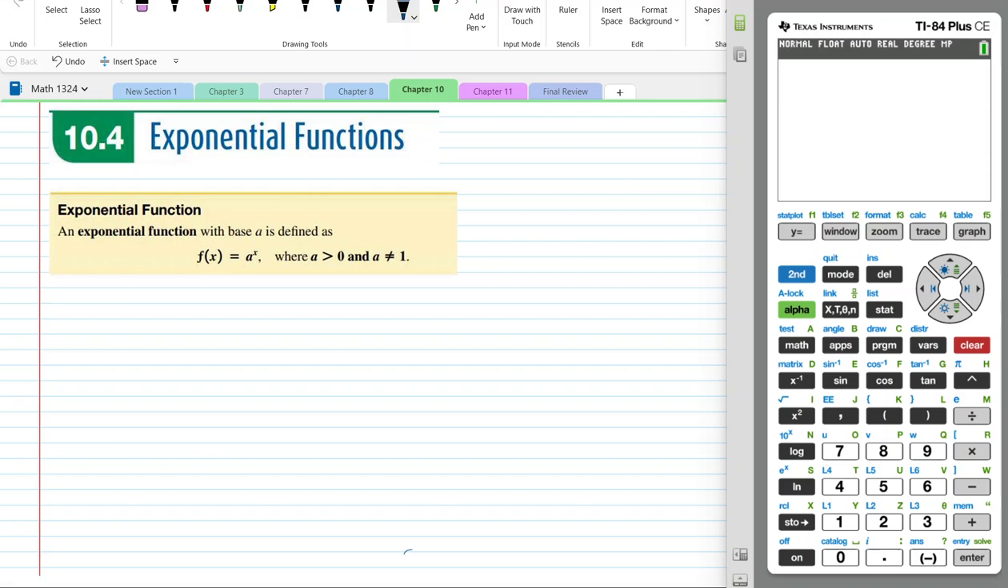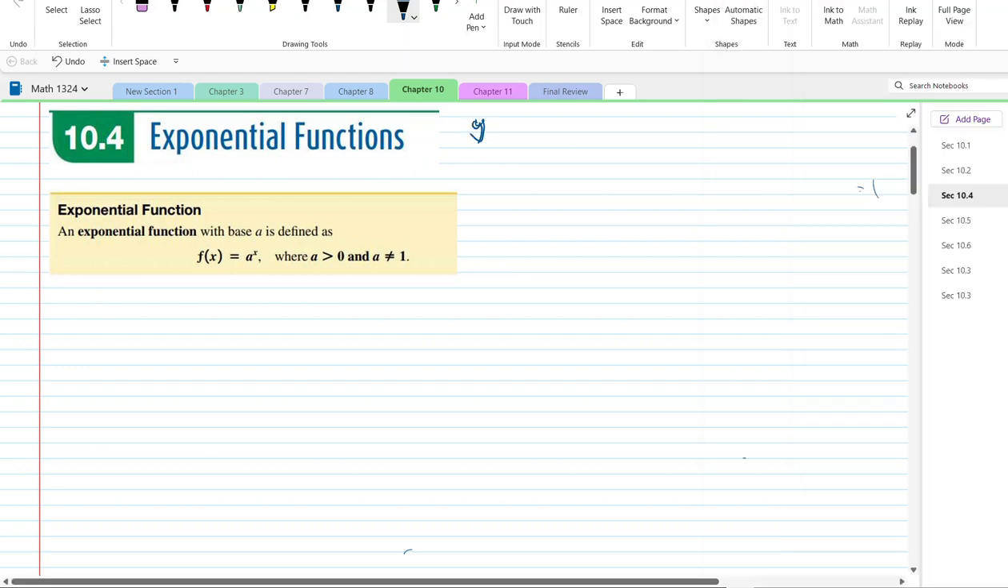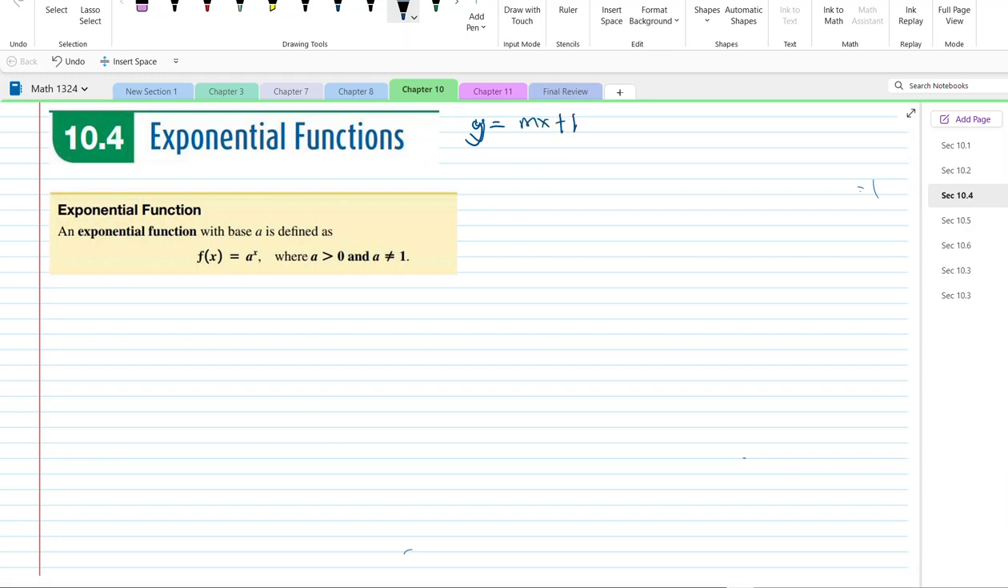Wow, we're now on 10.4, yay! And we've been doing all kinds of functions. We did y equals x plus b, linear; y equals x squared, quadratic; y equals the square root of x; rational, y equals p of x over q of x, rational; and now we're at exponential functions.